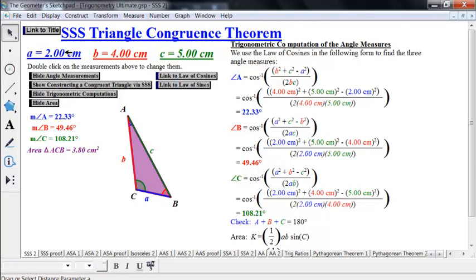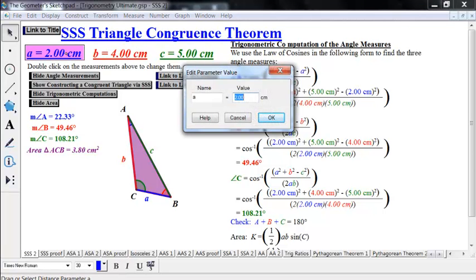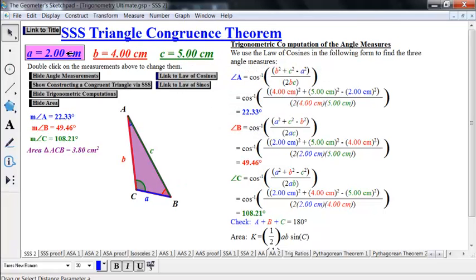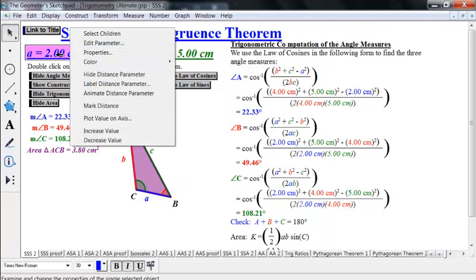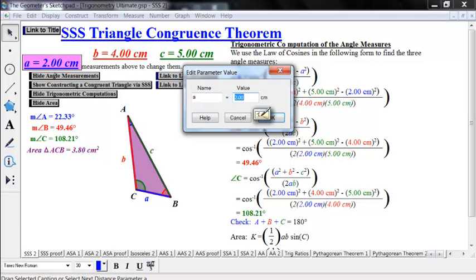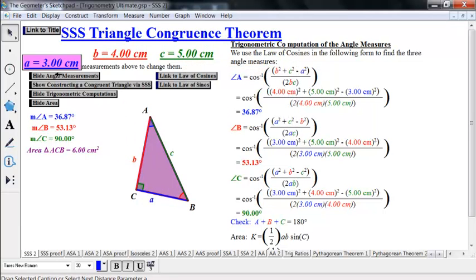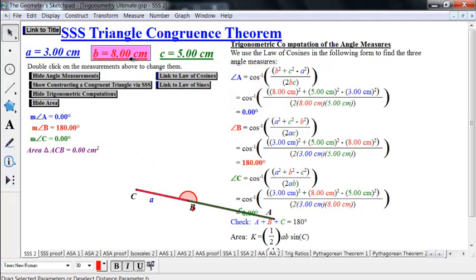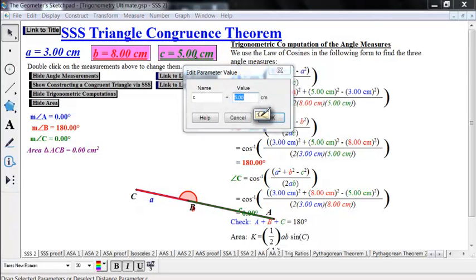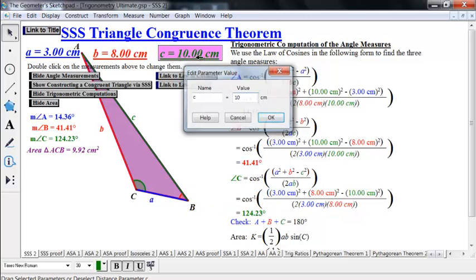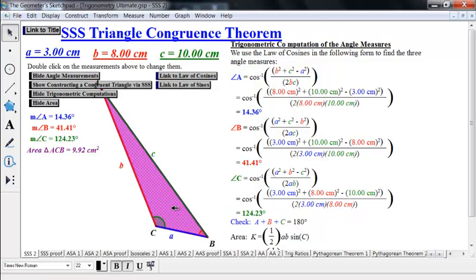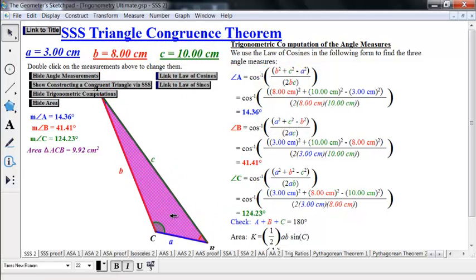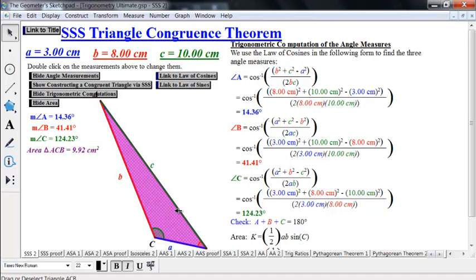Okay, coming back, all we have to do is double click on that, type in 3 and enter. And then the next one was 8. Then 8, enter. And the last one is 10. And enter. And that draws it to scale. So if you were to draw it out, construct it, that's what it should look like.